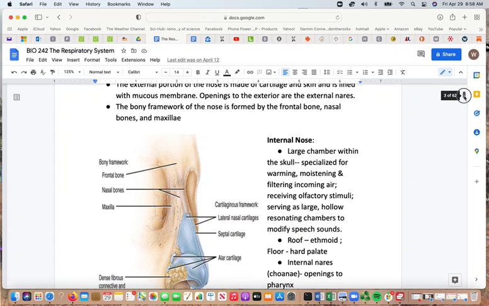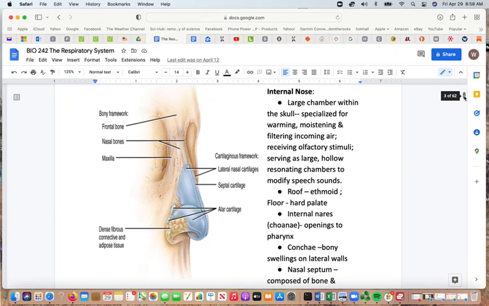When we look at the internal nose, you've got a large chamber that's within the skull. And the job of this is to warm and moisten the air and help filter it before it comes in. It will receive your olfactory stimuli. And then it's a large, hollow resonating chamber where you're going to help to modify speech for sounds.